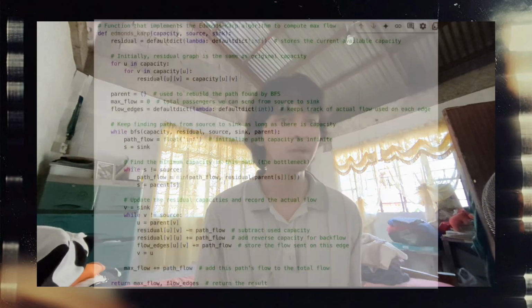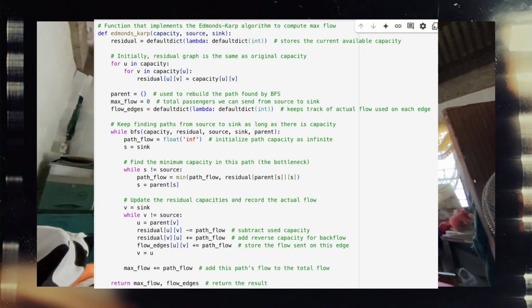Next, this is the main part, the Edmonds-Karp function. It's based on a known algorithm to solve maximum flow problems. So here's what it does. It copies the original capacity into a residual graph. Think of it as a live map of the space still available.